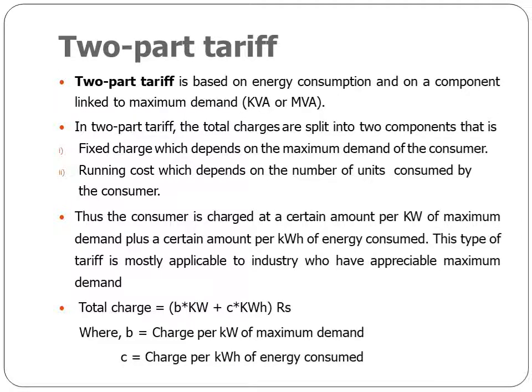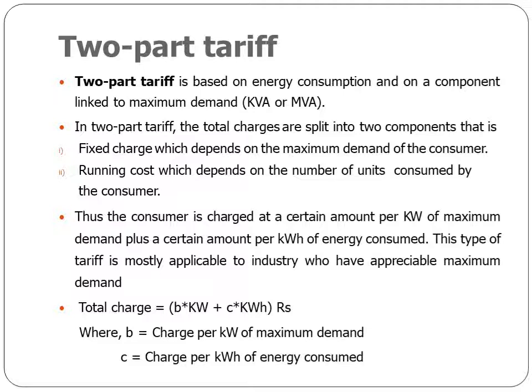Two-part tariff. Two-part tariff is based on the energy consumption and a component linked to the maximum demand, which may be in kilowatt amps or megawatt amps. In two-part tariff, the total charges are split into two components: one is the fixed charge, which depends on the maximum demand of the consumer. The second is the running cost, which depends on the number of units consumed by the consumer.